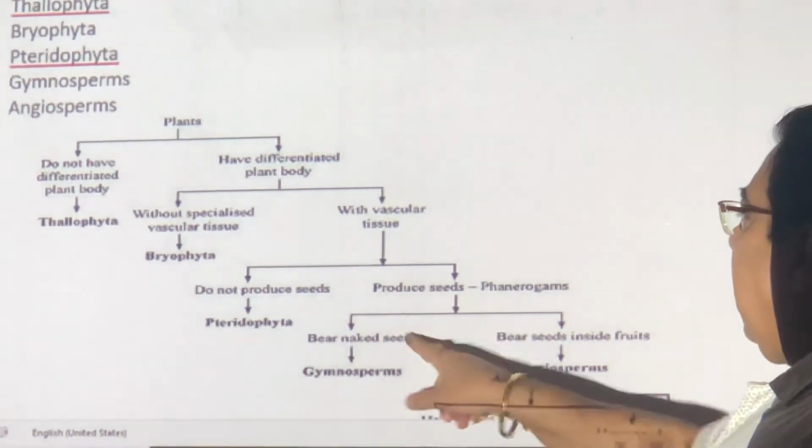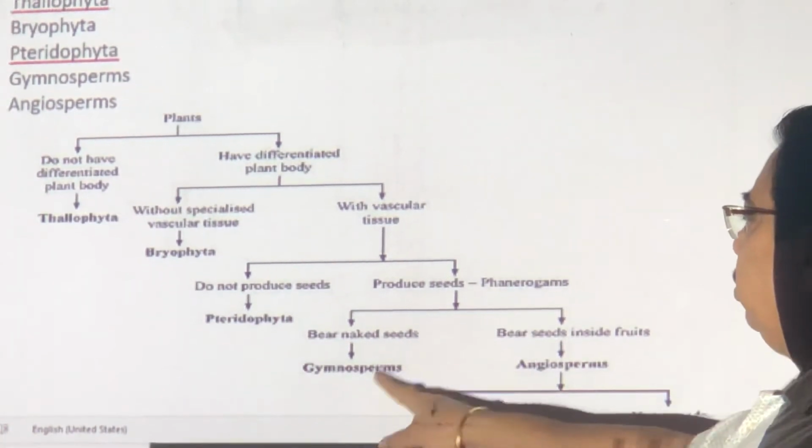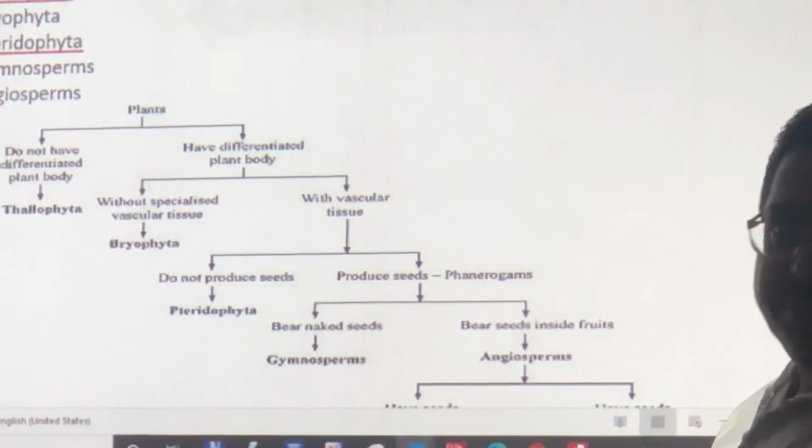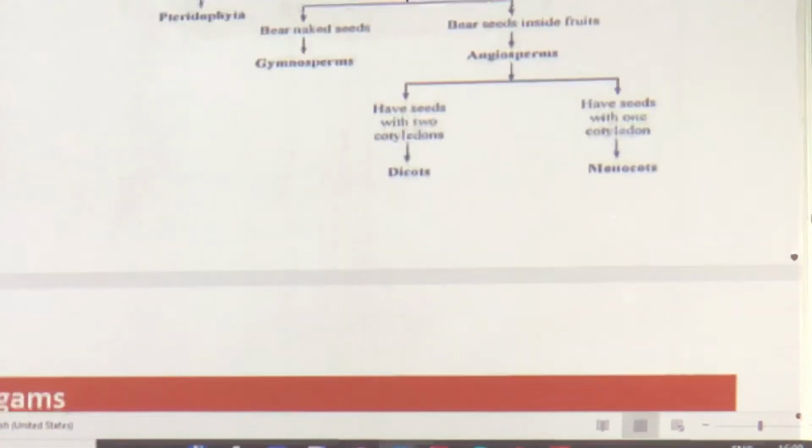Then I ask the next question. Does your seed have fruit? Is it covered? No. Then you are gymnosperm. Yes. Then you are angiosperm. So this is how you will have to fill the chart in the exam.